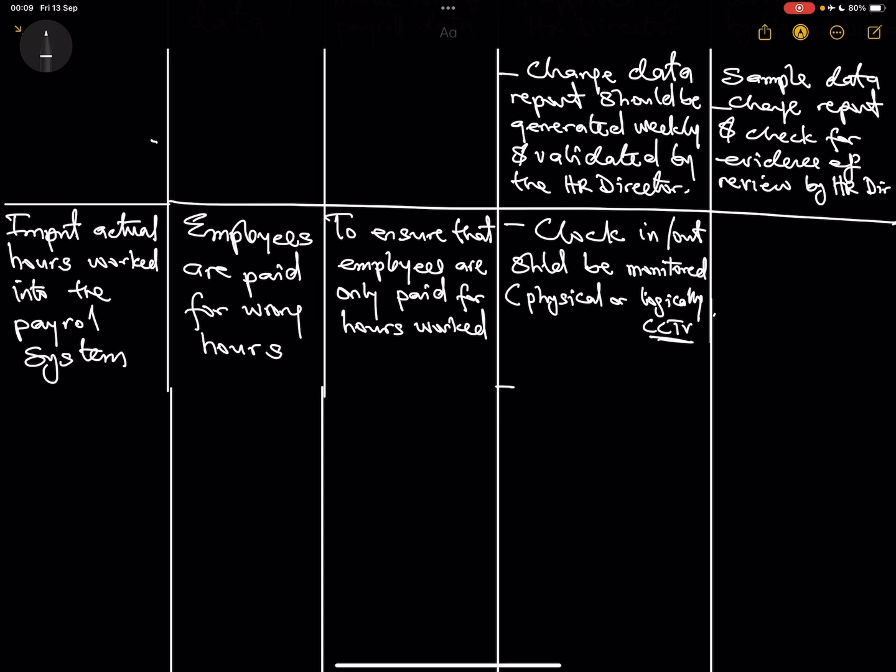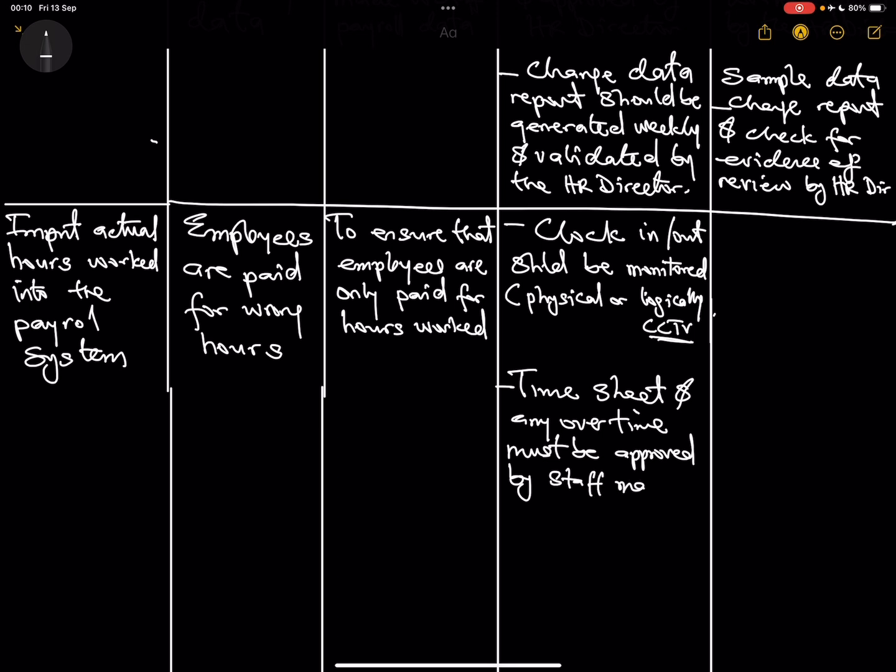And if we are using timesheets, which means people go on Excel to put in the number of hours they've worked, such a timesheet, before it gets into the payroll system, must be approved by their manager. So timesheet and any overtime, because some people add overtime as well. They will put it in the timesheet. But both of them must be approved by the staff manager. Until it's approved by the manager, you can't start talking of paying those hours.